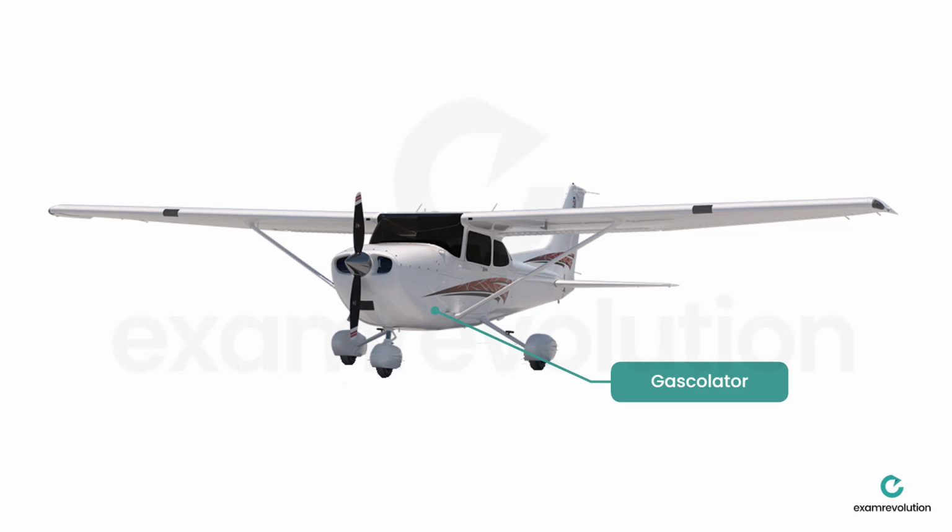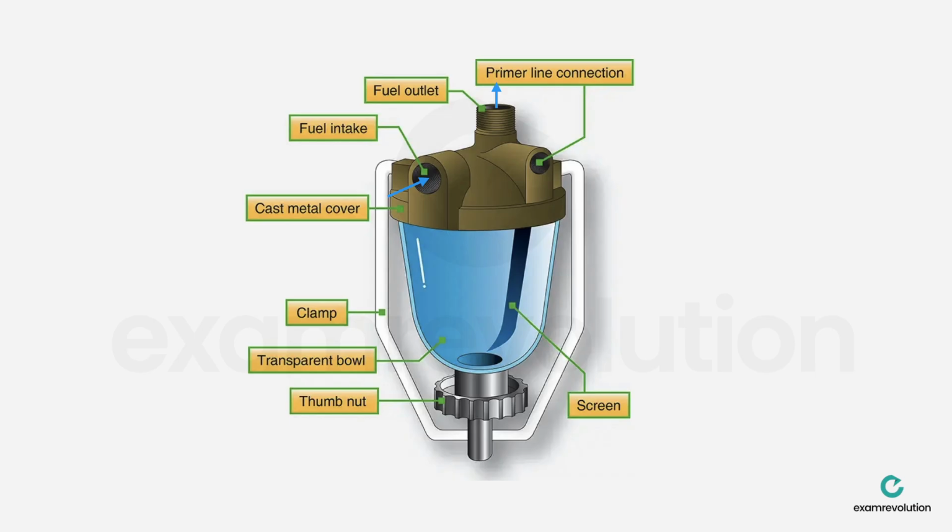So this is an example of where a gasculator could be located. It's either on the lower left side of the aircraft fuselage, where there's an opening in the cowling, or it's directly beneath the engine, where there's an opening between the cowling and the aircraft, and then you can access a drain to drain the gasculator's contents. And this is typically what a gasculator could look like.